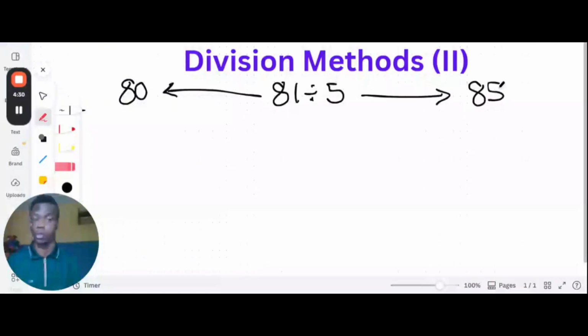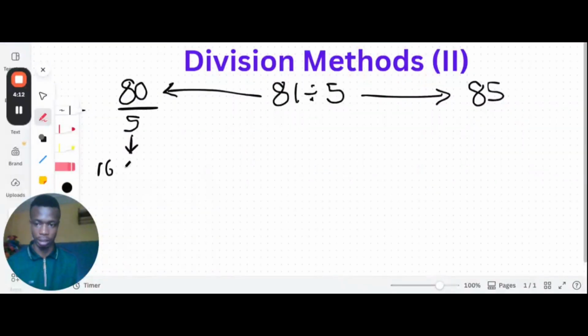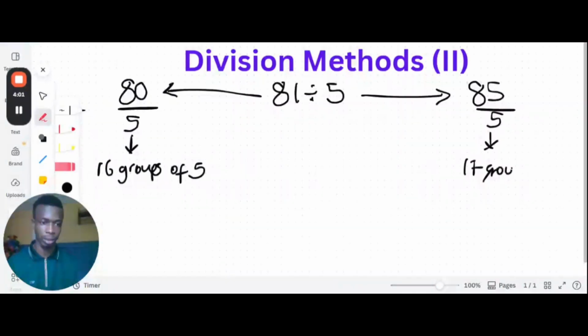Now, mind you, you can also use 100, you can use 20 to find this, but it's going to be a bit more complicated. It's best to use the closest number to 81 above and below that are both perfectly divisible by 5. Now, 80 divided by 5 is 16. 16 groups of 5, right? Now, 85 divided by 5 is 17 groups of 5.